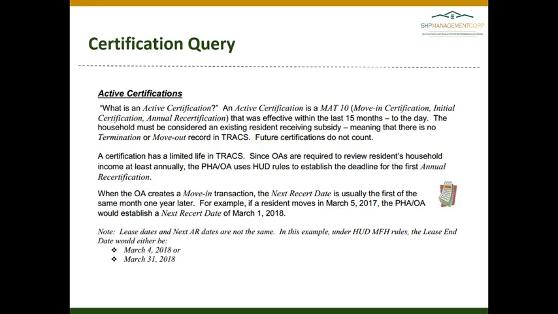So what makes a household active? A move-in certification, an initial certification, or an annual recertification that was effective within the last 15 months to the day. While we do have to process an annual recertification every 12 months, TRACS does give us a grace period of 3 months in order to get that certification processed and transmitted.